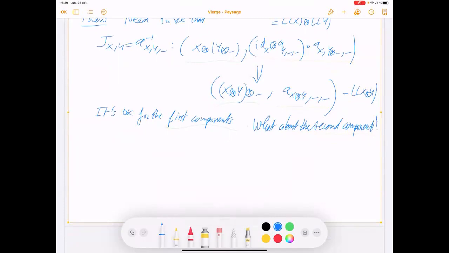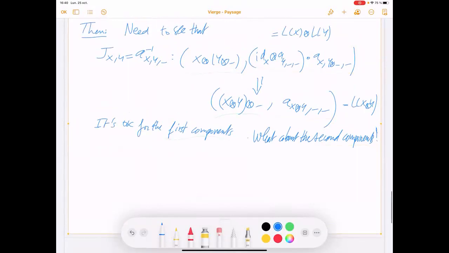And for the second component, it reduces to the pentagon. So I will not write the details, but I will see about the second component. It reduces to the pentagon axiom.